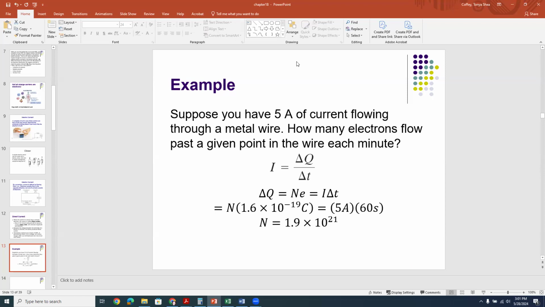And then to solve for N, we just divide each side by the charge of an electron. And when we plug everything into our calculator, we get N is equal to 1.9 times 10 to the 21. And that is the number of electrons that flow past the given point in the wire each minute.